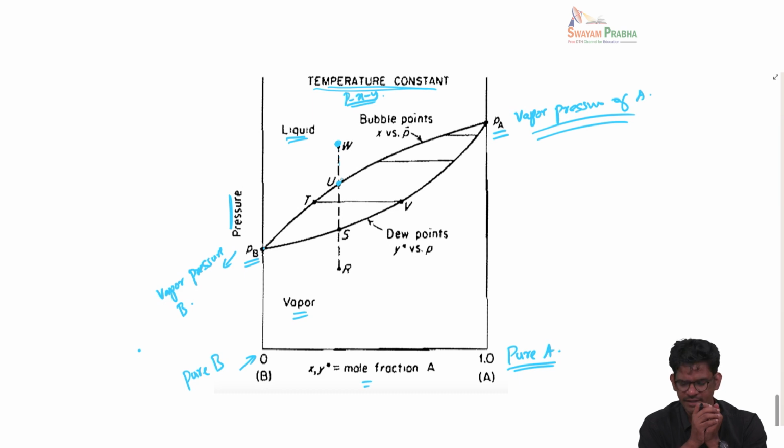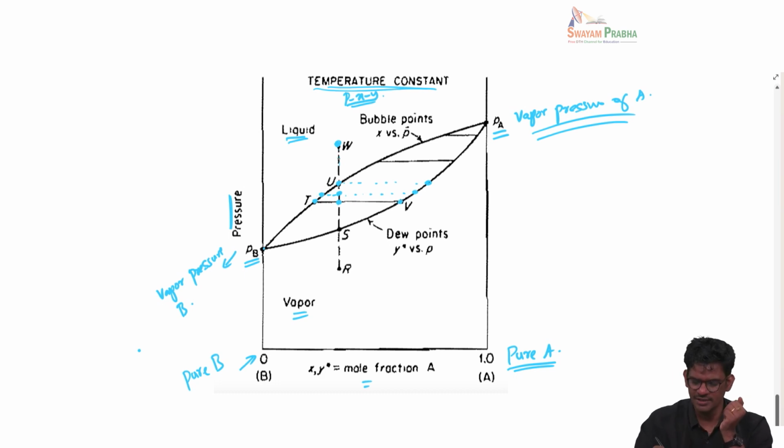Okay, at point U, the first bubble will form, and that bubble will have a composition corresponding to this point. And if you continue to decrease the pressure, you come somewhere here. Again, the system will phase separate into liquid and vapor. The liquid composition corresponds to this point, vapor corresponds to this point, and then if you continue further, you come to this line TV, tie line. So here again, the liquid will have a composition corresponding to T, vapor corresponding to V.